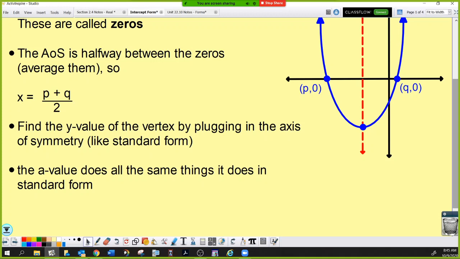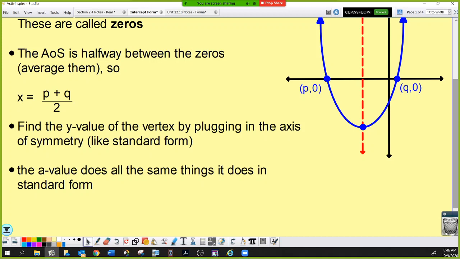And I've already talked about A. The A value does all the same things that it did in standard form and vertex form. It tells you, does it point up or point down? It tells you, is it wide or is it skinnier than normal? And that's all there is to know about intercept form.